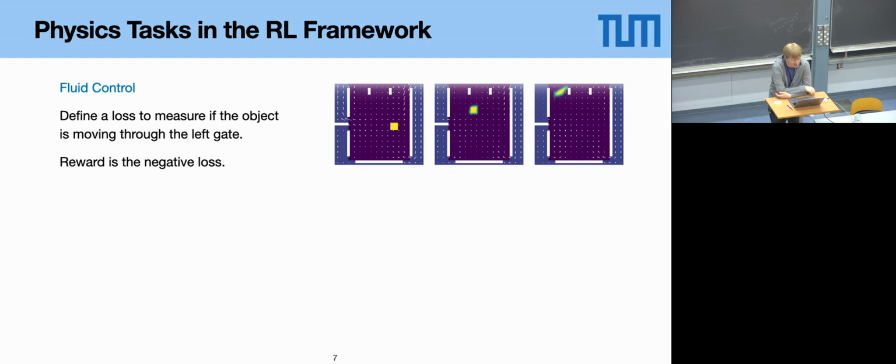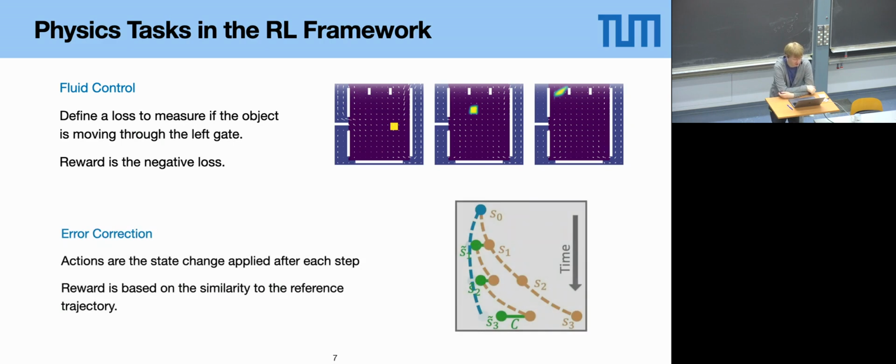In a classic control setup, you would define a loss that somehow measures if the object is close to the left gate. And what you now do in reinforcement learning, you just can use the negative of this loss. Because remember, in reinforcement learning, it's not about minimizing quantities, it's about maximizing the rewards. So it's basically just a convention, but one has to be consistent.